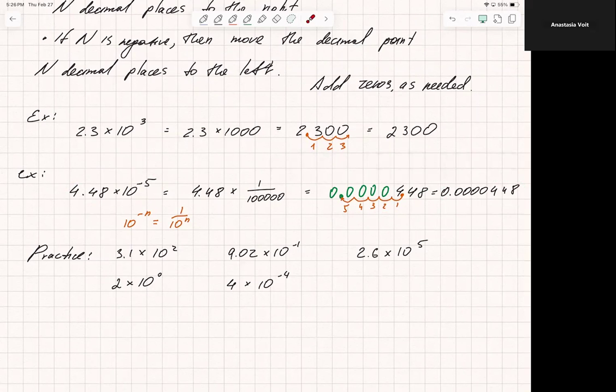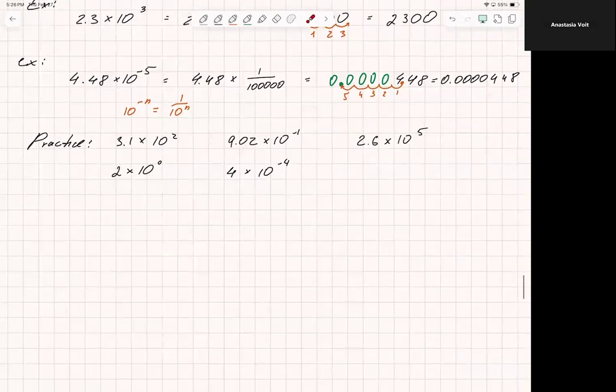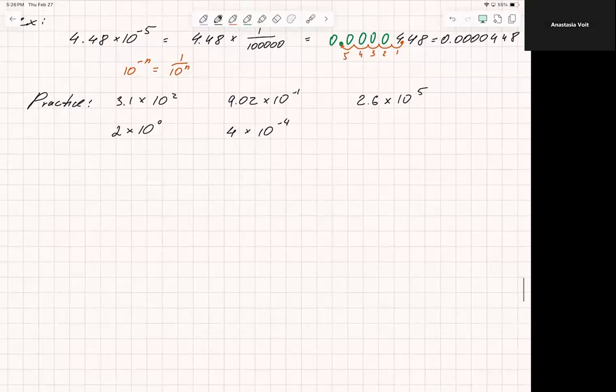Now we have several practice problems, so let's try those. The first one is 3.1 times 10 to the second power. When n is positive, we move our decimal point 2 units to the right. So we start with 3.1 and move the decimal point 2 units to the right. We fill up all the empty spaces with zeros, and we have the answer of 310.